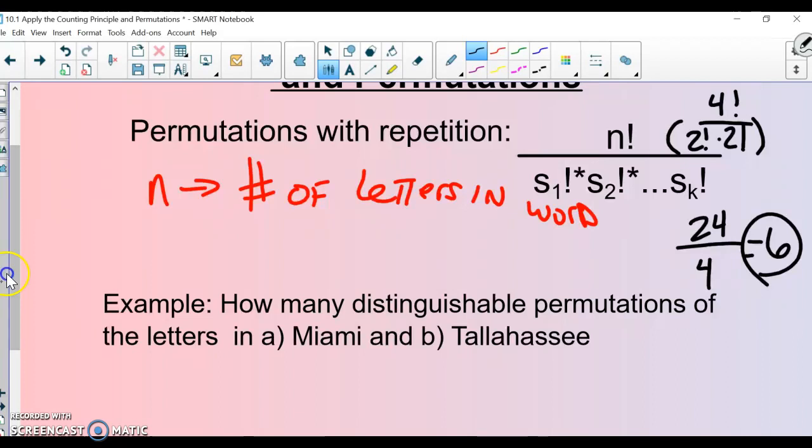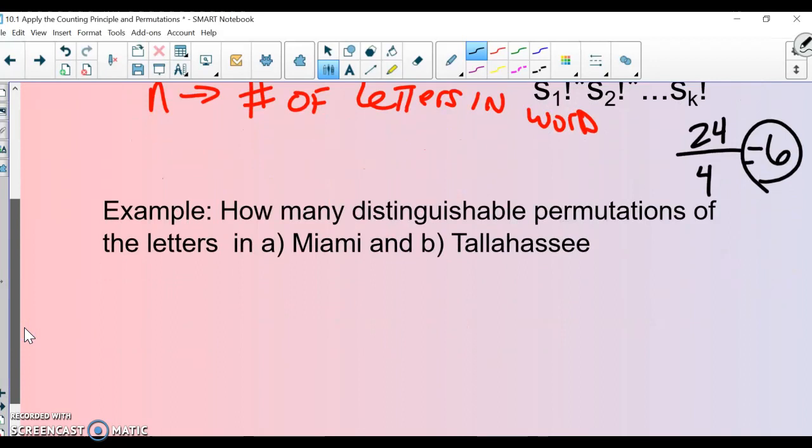So let's look at that with the words Miami and then Tallahassee. Miami has 5 letters in it. It would be 5 factorial. And then the letter M is repeated twice, and the letter I is repeated twice. The letter A is repeated once, and you could do 1 factorial in your denominator as well, but it's obviously unnecessary. That would just be multiplied by 1.